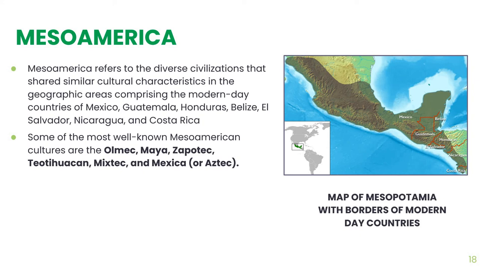Okay, so Mesoamerica refers to the diverse civilizations that shared similar cultural characteristics in the geographic areas comprising the modern-day countries of Mexico, Guatemala, Honduras, Belize, El Salvador, Nicaragua, and Costa Rica. So some of the most well-known Mesoamerican cultures are the Olmec, the Maya, the Zapotec, Teotihuacan, the Mixtec, and Mexica, or the popularly known as the Aztec.